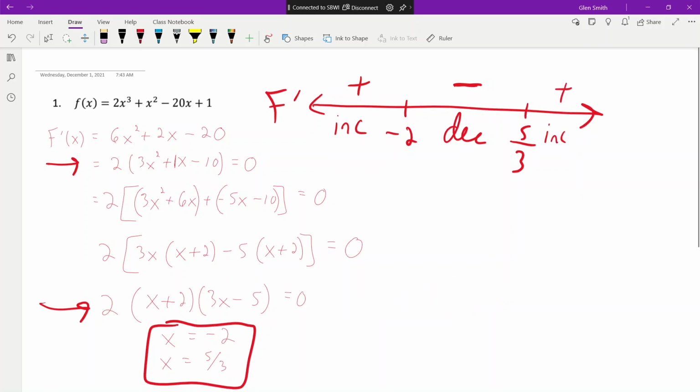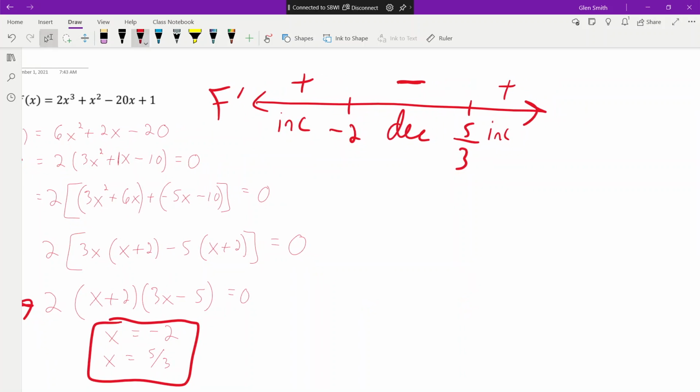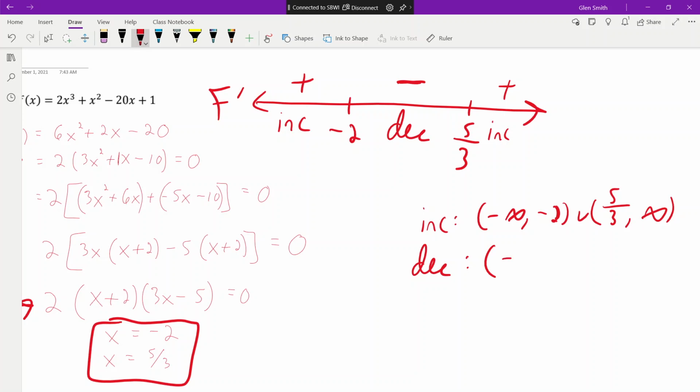All right, so all that means is that f is increasing from negative infinity to negative 2, union with 5/3 to infinity. We're just taking the intervals off that number line. It's decreasing from negative 2 to 5/3.